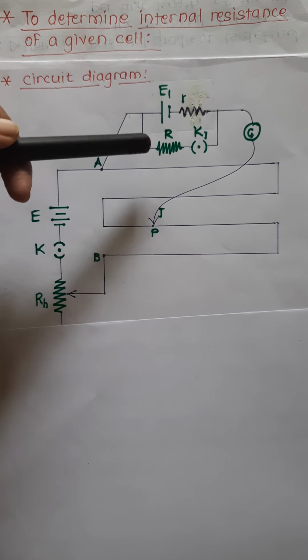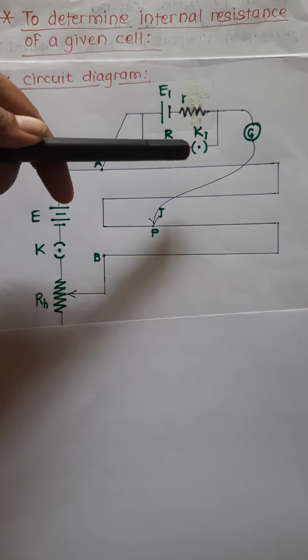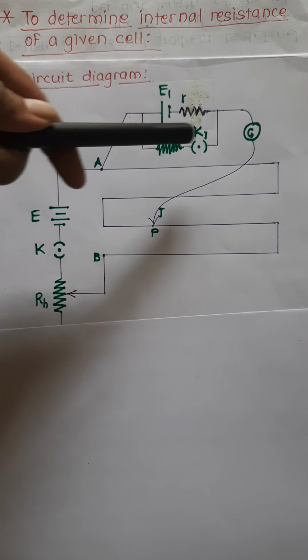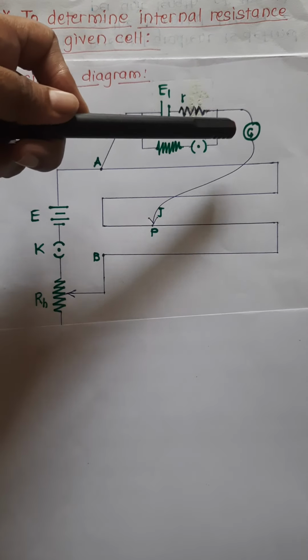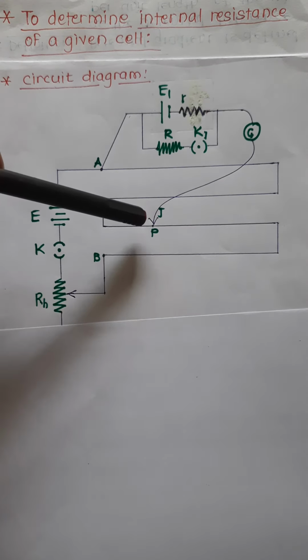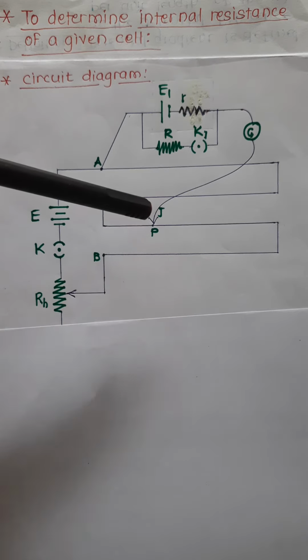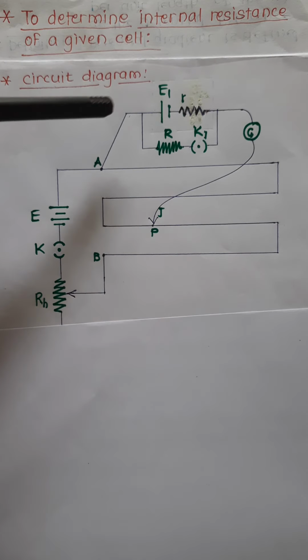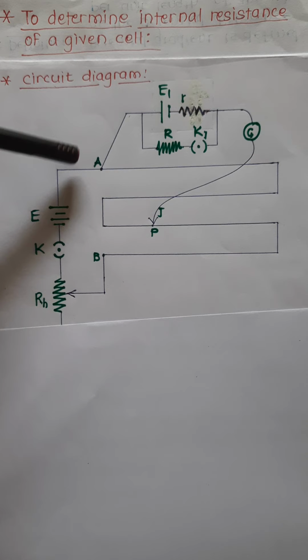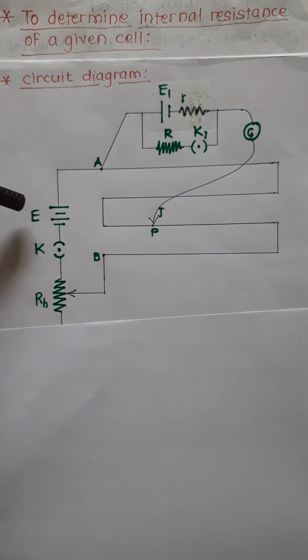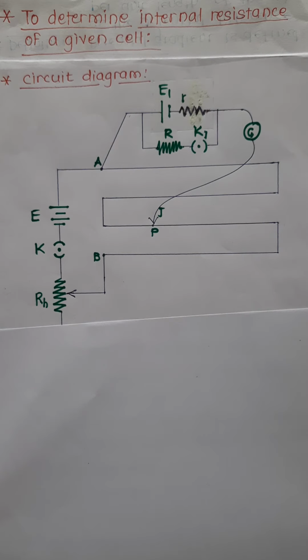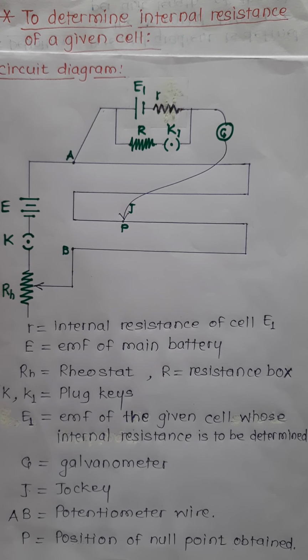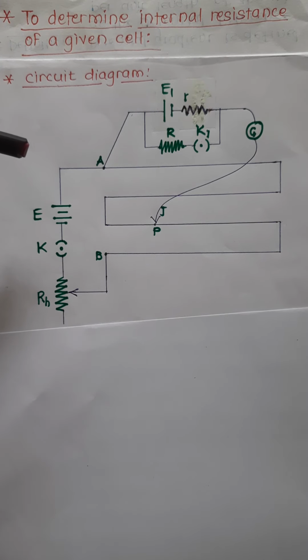R is resistance box along with key K1. It is connected across cell E1 and then to galvanometer and through galvanometer to the jockey J. See, positive terminal of cell E1 is connected at point A, where positive terminal of main cell is also connected. Label this diagram. Now its working.